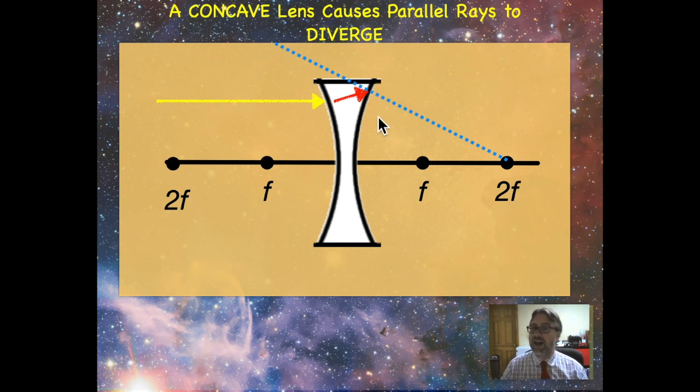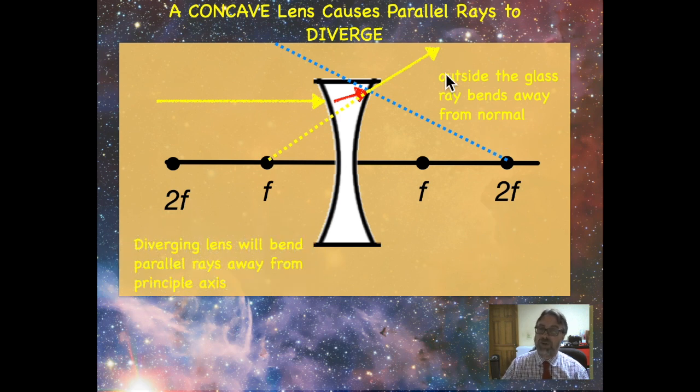Now, based on the fact that I'm going from a slow material to a fast material, this ray should bend away from this normal line as it enters the air. And it does. As long as this lens is symmetric on both sides, this light ray is going to bend in a direction as if it was coming from the focal point on the same side as the incident light ray. So notice that I am now bending this light ray away from the principal axis.